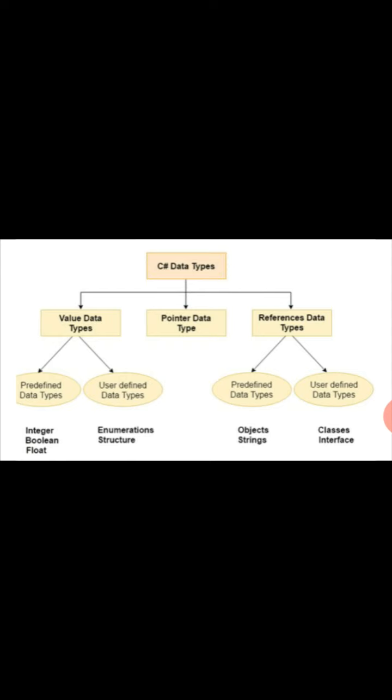There are two types of value data types in C sharp language. The first one is predefined data types. Second one is user defined data types. Predefined data types can contain such as integer, boolean, float, etc.